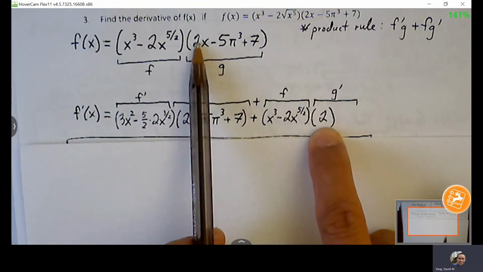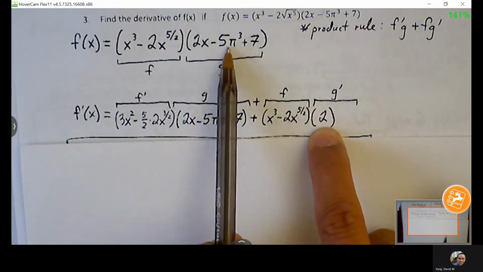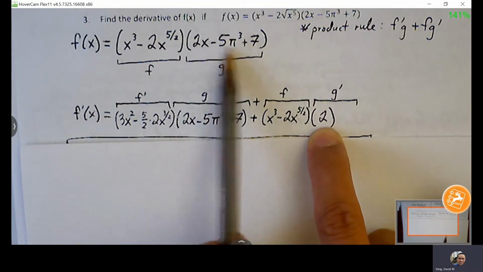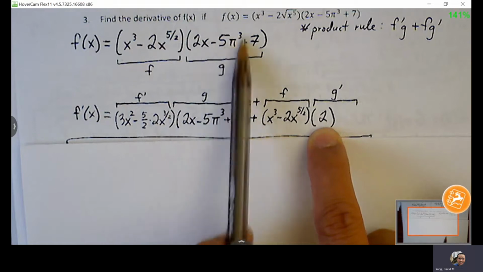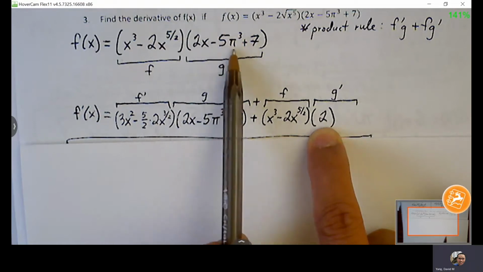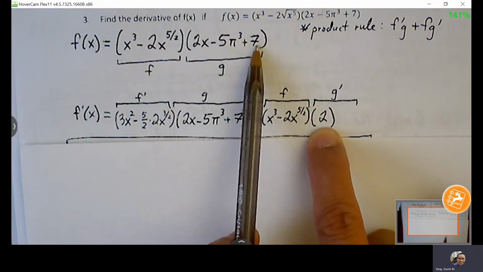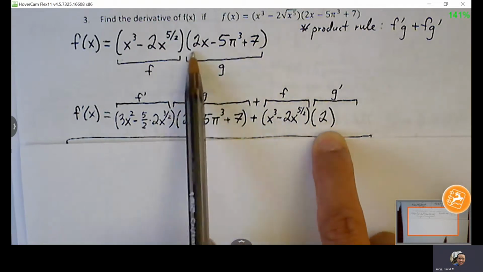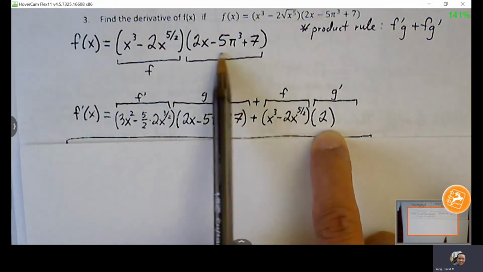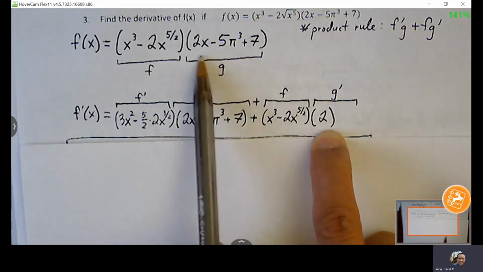space. 2x becomes 2. 5 pi cubed, we can't do power rule here, right? This isn't 15 pi squared. The pi is just a number, so that's just a messy number, right? A constant is 0. 7 is also a constant, so both of these drop out. The only thing left is going to be a 2. Does everybody see that? Any questions about g to g prime?